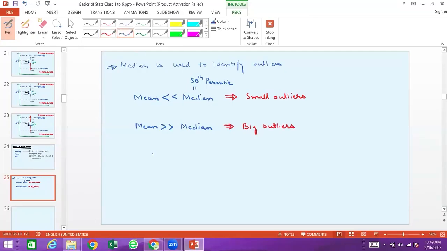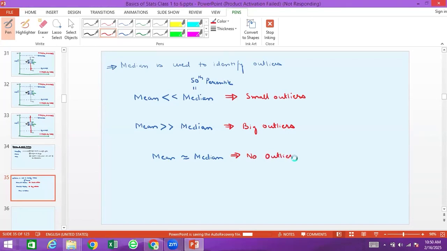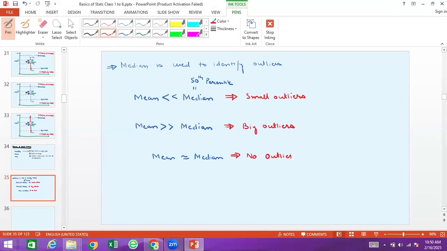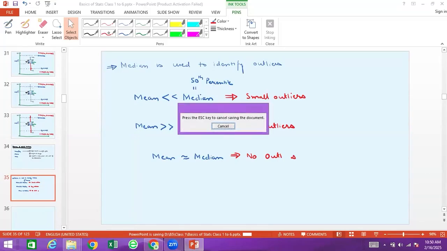Okay, when your mean value is approximately the same as median, then we can say we have no outliers. Most probably we have no outliers in the data. Okay, so this is what median is used for. If mean and median are the same, then it doesn't matter which one you are reporting. So always report mean.